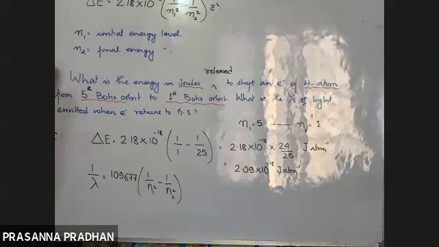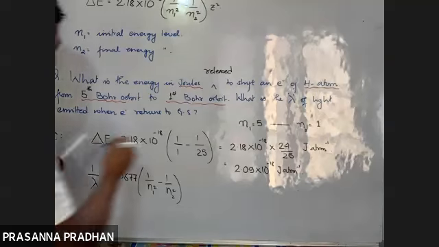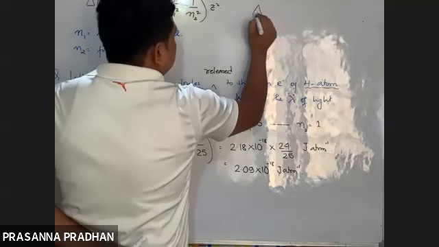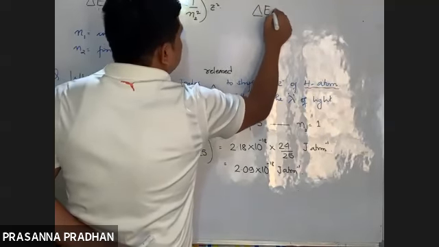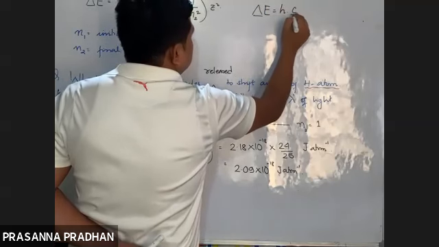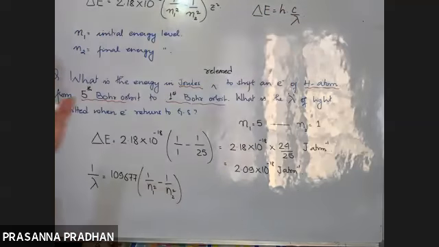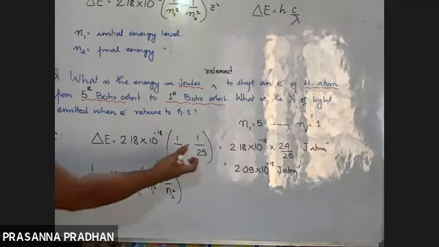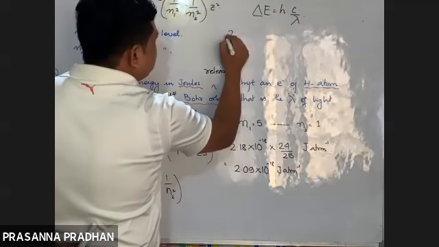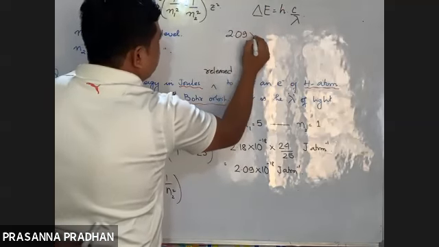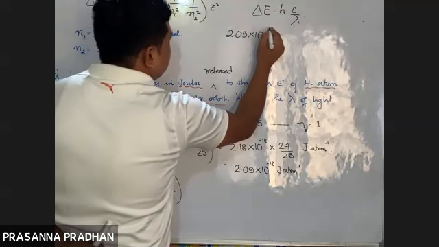Can't we do this with the formula hc by lambda? Okay, you'll do it by hc. So you'll do like this. Delta E is equal to hc by lambda. ये बोल रहे हो ना? Okay, let us do. So what is delta E out here? What is the value of delta E? 2.09 into 10 to the power minus 18.